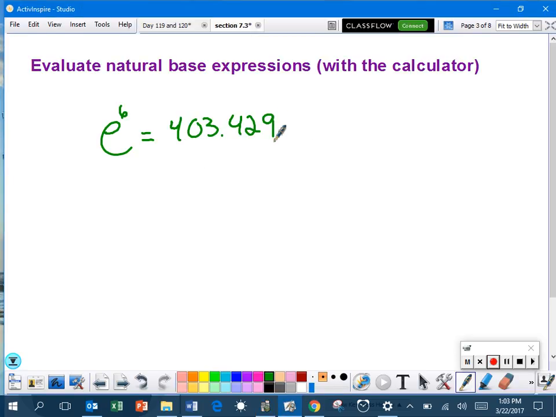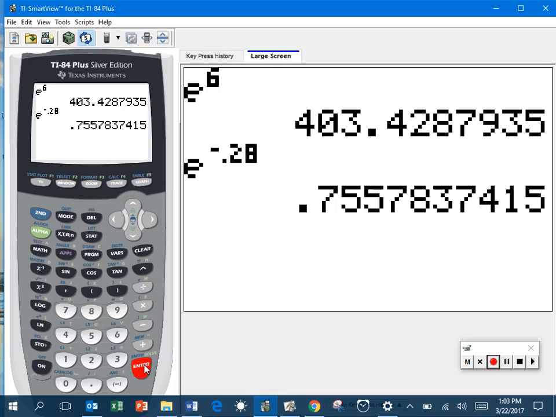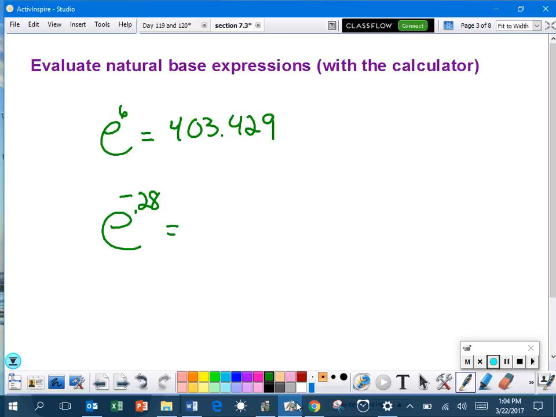One more. If we have e to the negative 0.28 power, do it exactly the same way. Go ahead and do second LN, negative 0.28, and hit enter, and we get 0.756. We're going to round it to 3 decimal places, 0.756. All right, so that is how to evaluate natural base expressions with the calculator.